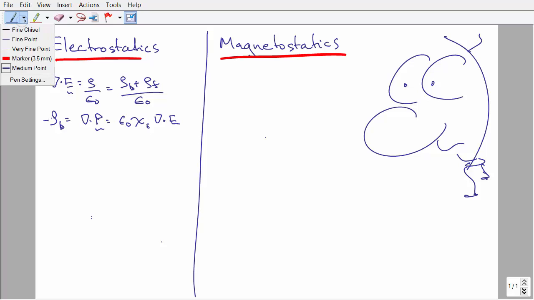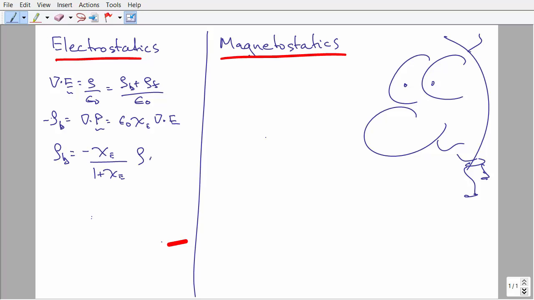Okay, so if we take this equation and we substitute for divergence of E in here, then we generate the following relationship. What we know is that in electrostatics, the bound charge is linearly related to the free charge and it's opposite in sign. And that all made sense to us.